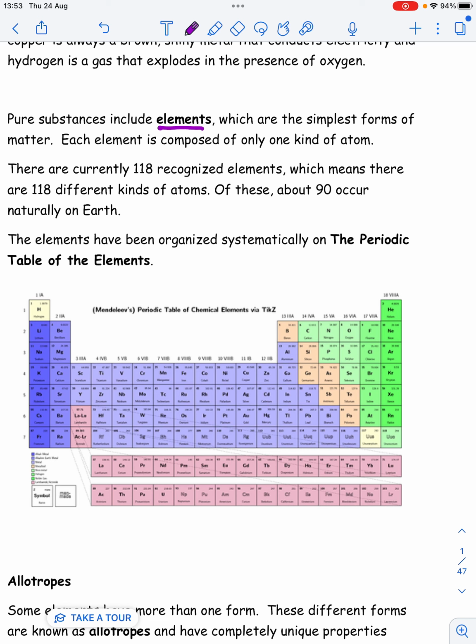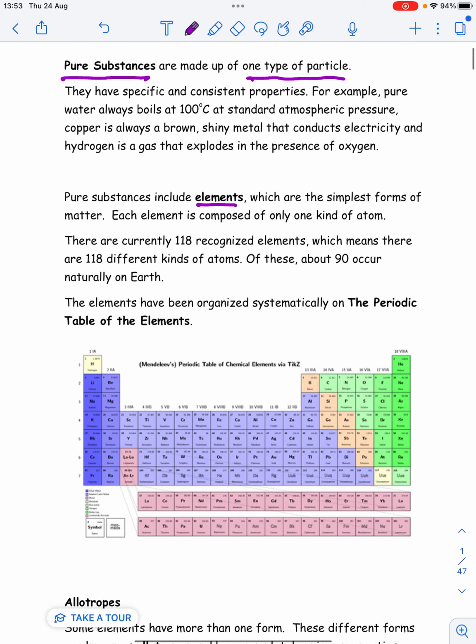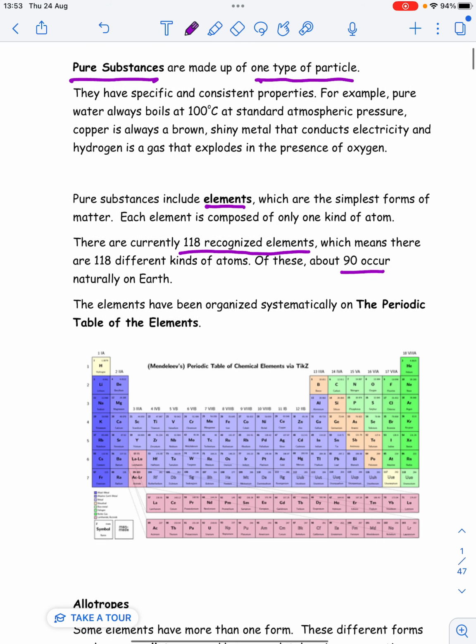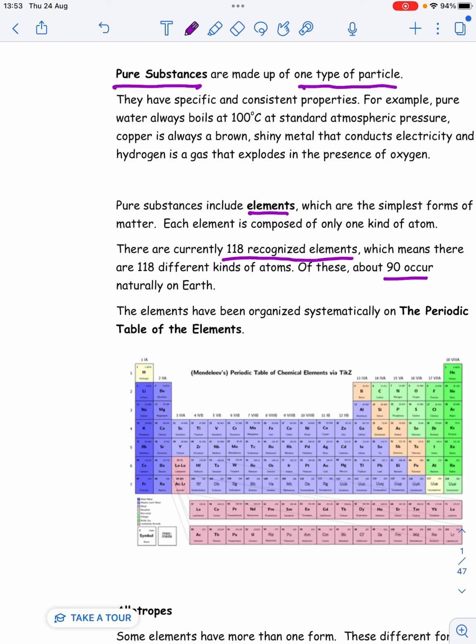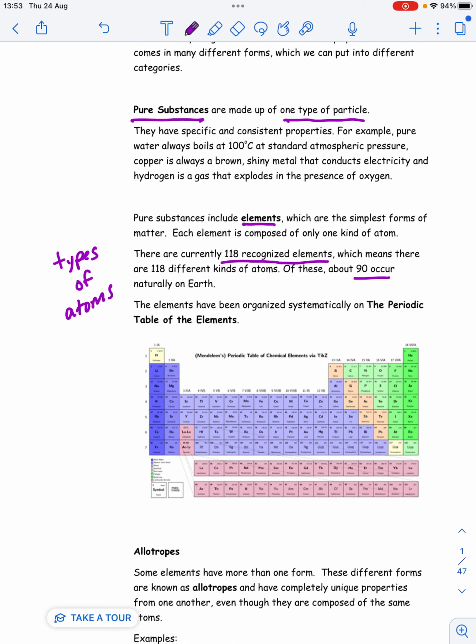Okay, so here's the periodic table, or a periodic table, listing all the elements, some of which occur naturally, some of which have been made in labs, but now there are 118 recognized elements, about 90 of which occur naturally. And so those are the different types of atoms. So there's only 118 types of atoms, building blocks. So it's like, imagine building with Lego, and there's only 118 different shaped pieces from which you then build everything.